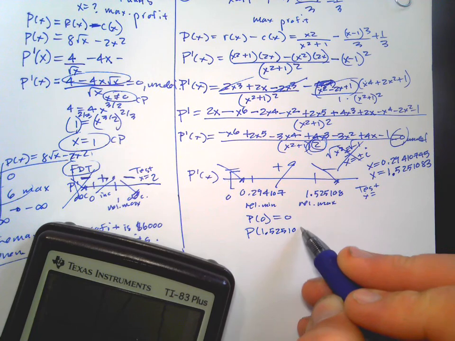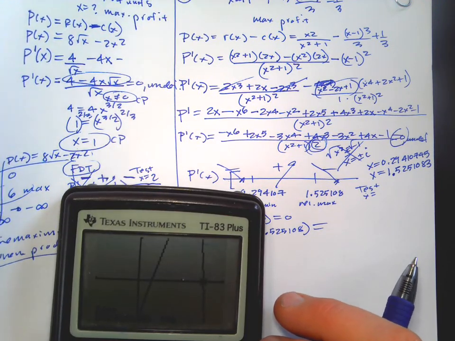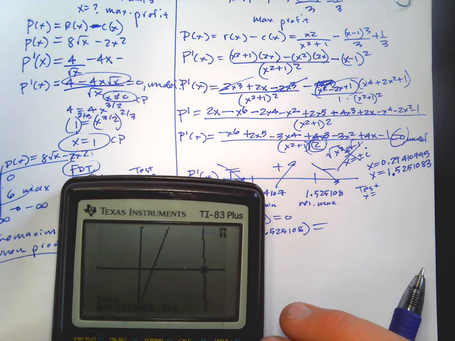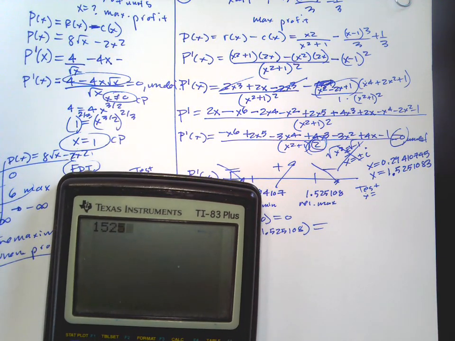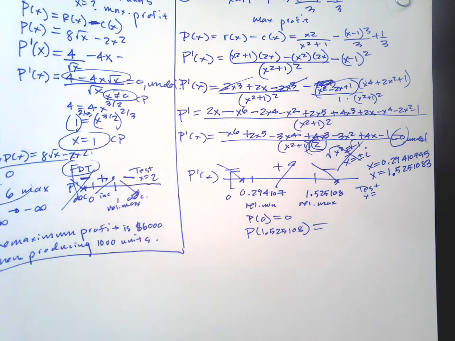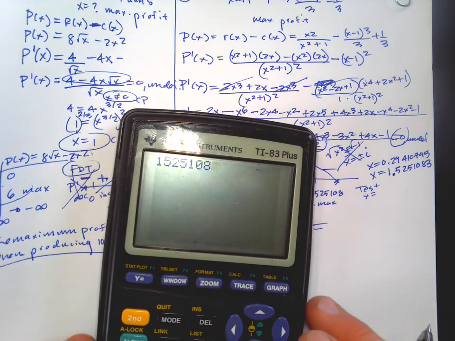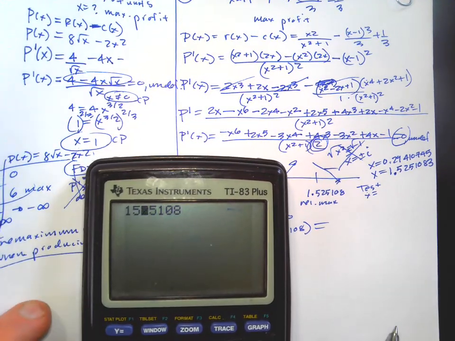1,525.108? This is crazy. Let's see. This is pretty tough. 1,525.108. I don't even want to do this. And I missed my decimal point. Okay. Can I store this?